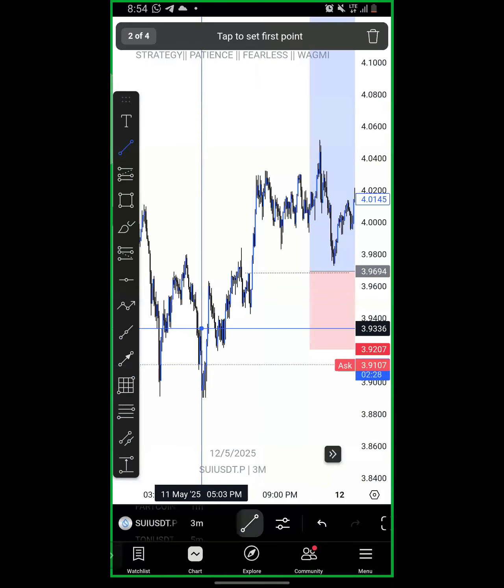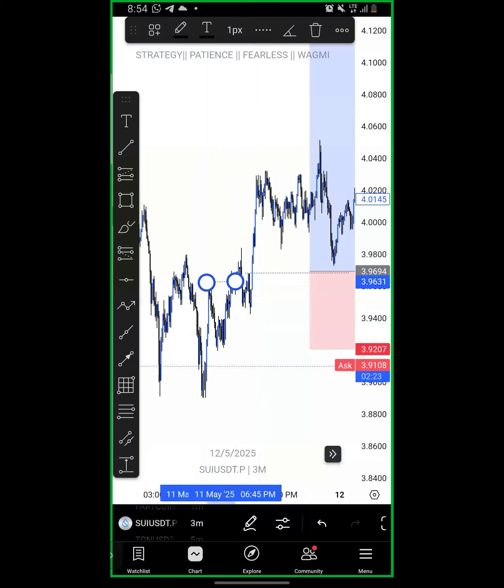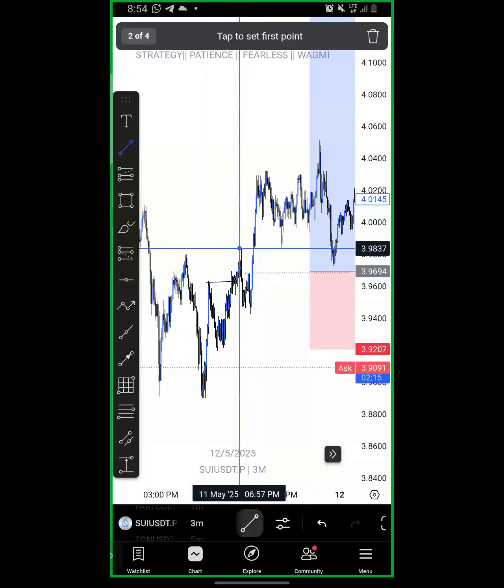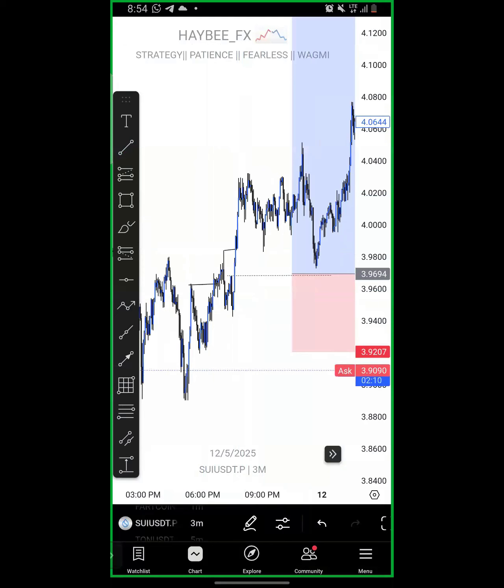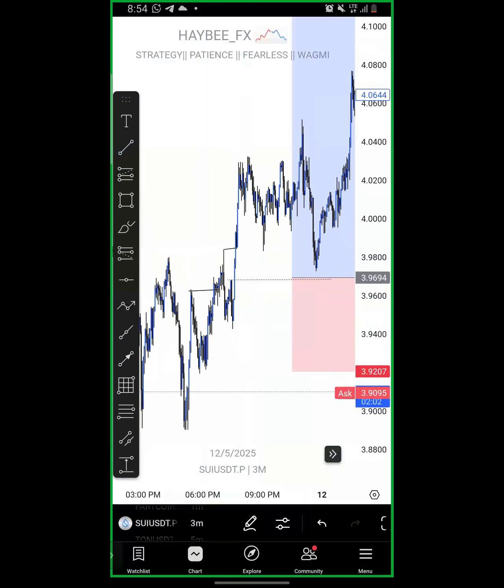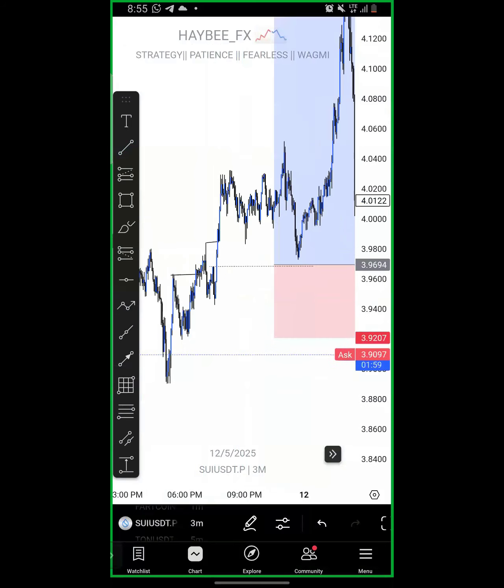It also broke structure here again. Did you see now? This is another break of structure here, an uptrend. Then I have to look forward. I have to look for a POI, like an order block. I have to look for another block. Then if I zoom out this candle like this, you see that.